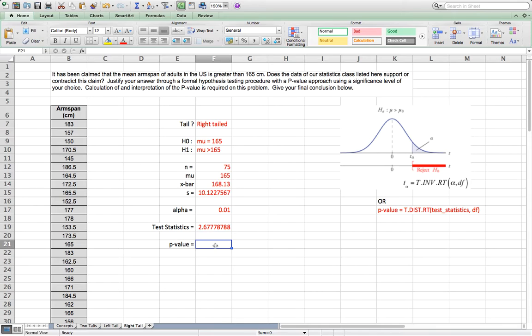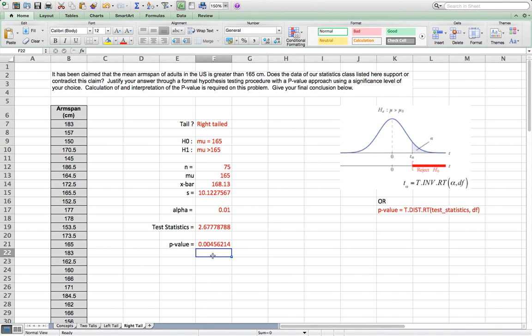Now, based on that, I want to calculate the p-value. The p-value uses this formula since it's right tail. How do you know it's right tail? Because mu greater than 165 is your alternative hypothesis. If it is greater than in the alternative hypothesis, you use right tail. So my p-value will equal T.DIST.RT. So I need to give x, which is my test statistic, which is in F19, and the degrees of freedom, which is F12 minus 1. Okay, so that's my p-value.